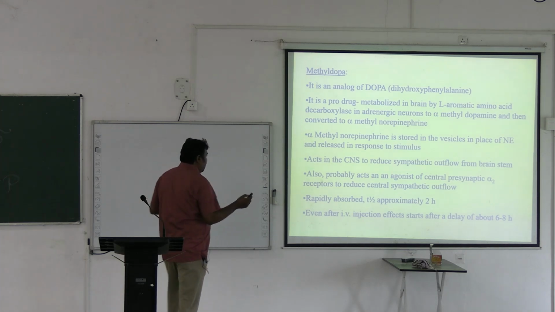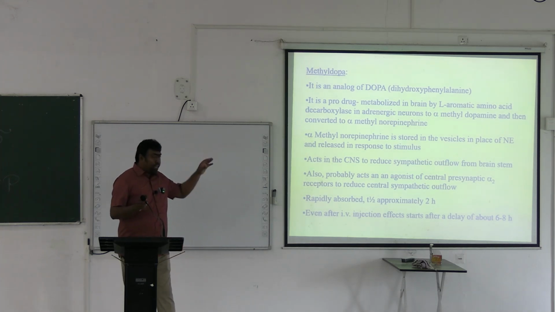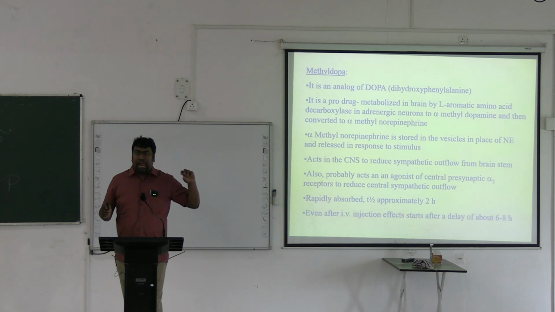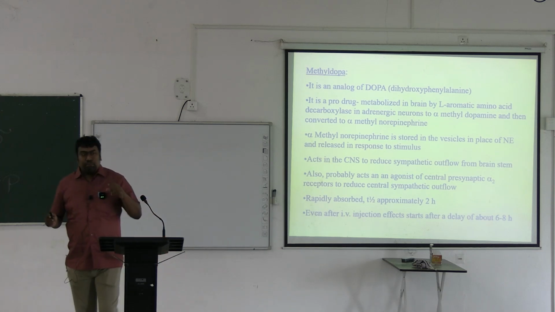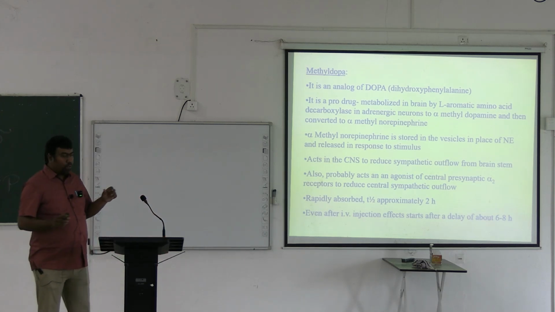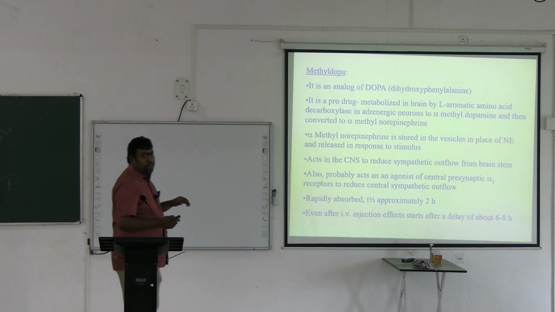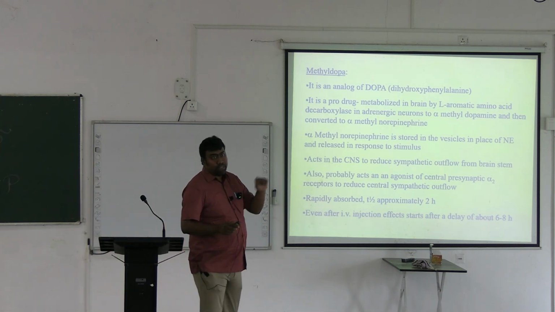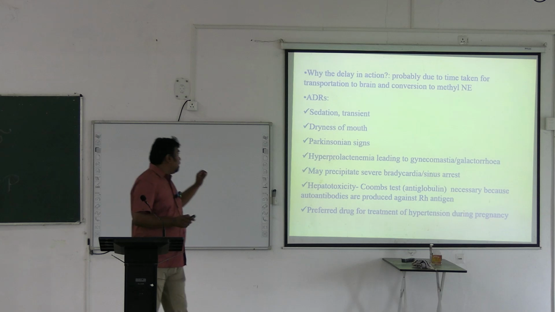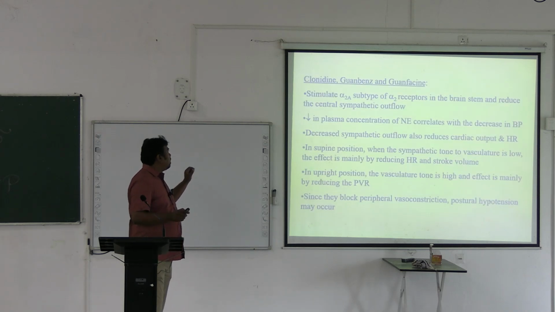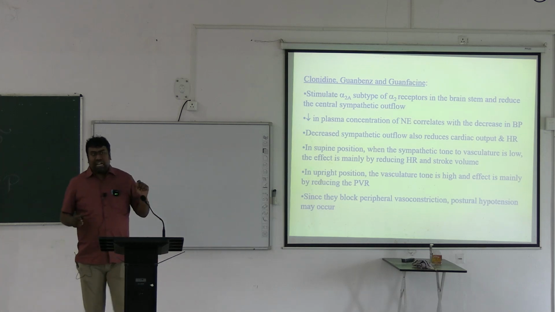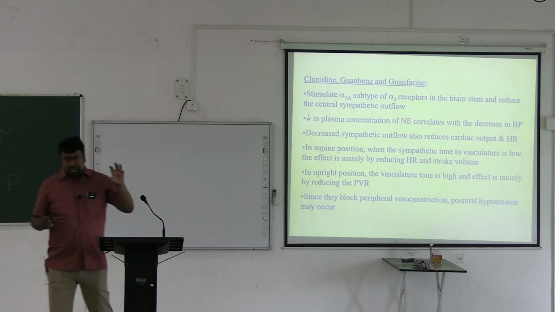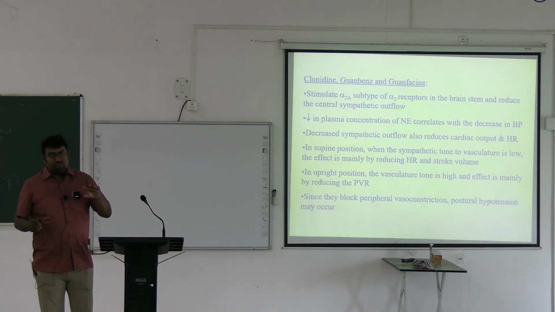Next one, methyldopa, already discussed. It is converted inside the brain and stimulates the alpha 2 receptor, and is used primarily in hypertension in pregnancy. Clonidine, guanfacine, guanabenz, all these are alpha 2 receptor agonists acting centrally.